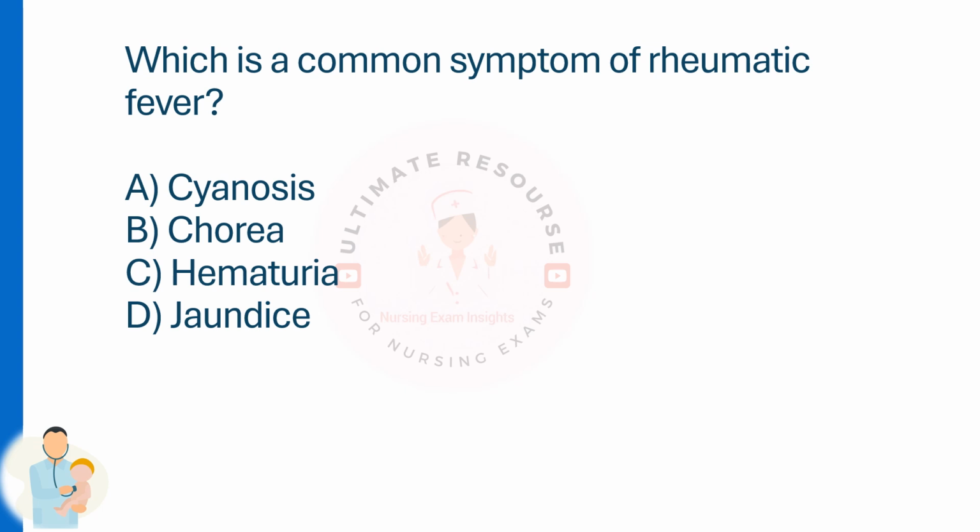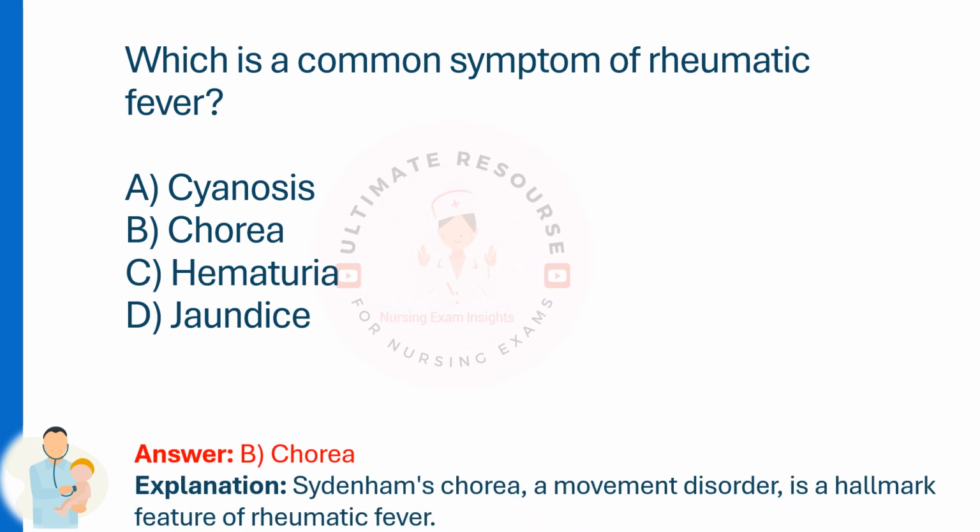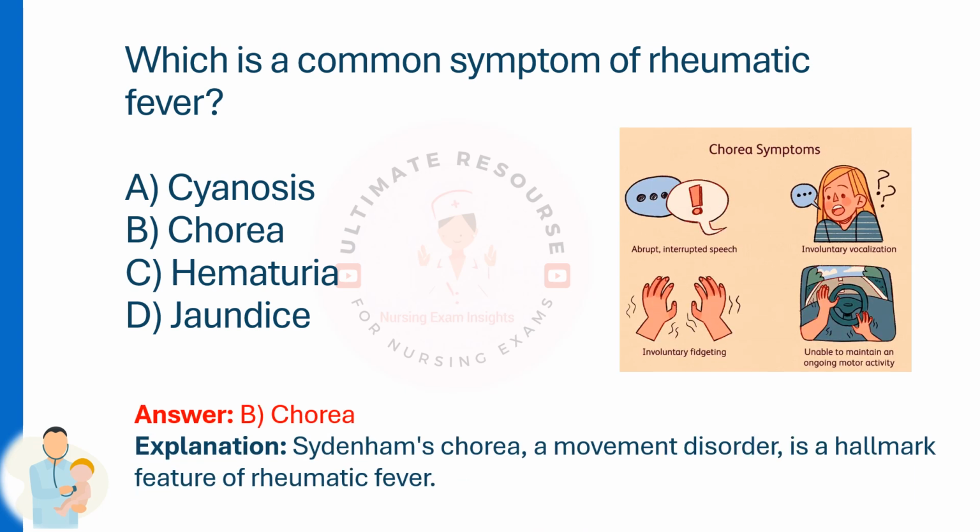Which is a common symptom of rheumatic fever? Options are A. Cyanosis, B. Chorea, C. Hematuria, D. Jaundice. The answer is B. Chorea. Sydenham's chorea, a movement disorder, is a hallmark feature of rheumatic fever. Chorea is a neurological disorder which can cause involuntary, rapid, and irregular muscle movements.